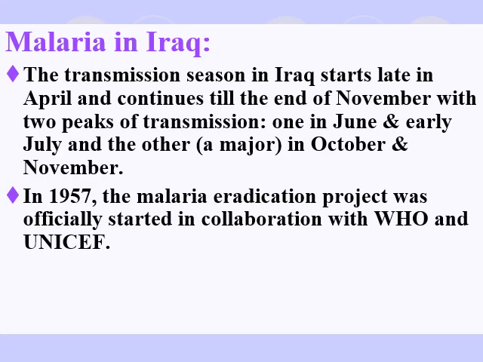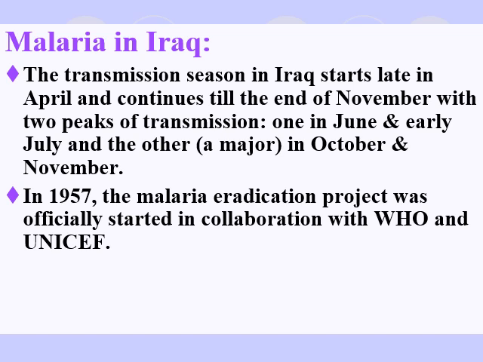Malaria in Iraq. Malaria has been found in Iraq from ancient times. The transmission season in Iraq starts late in April and continues till the end of November with two peaks of transmission, one in June and early July, the other, the major one, in October and November. This follows the activity and breeding of the mosquito and its increased need for feeding, so the spread of the disease increases.